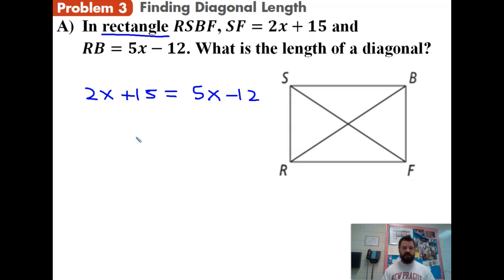Okay, let's go ahead and solve this for x. I'm going to subtract 2x from both sides to get the x on the right side of the equation. So it'll give me 15 is equal to 3x minus 12.